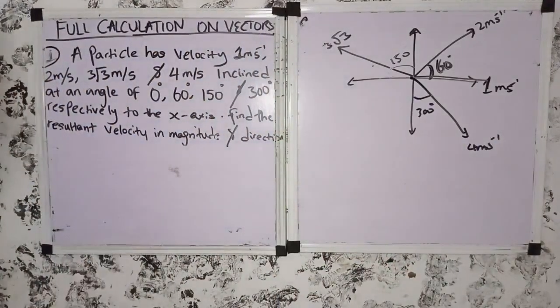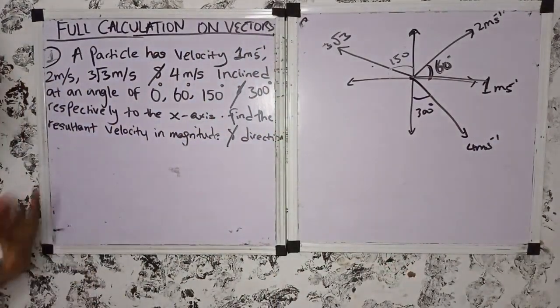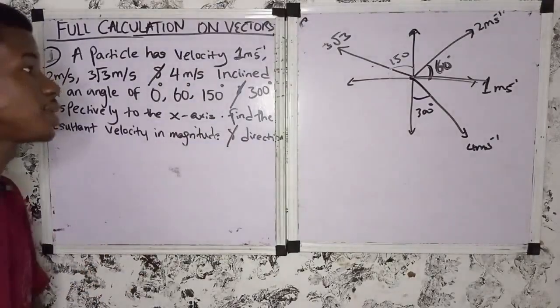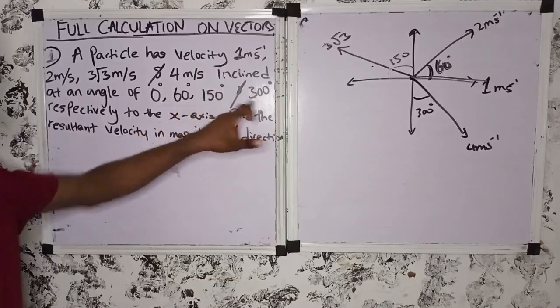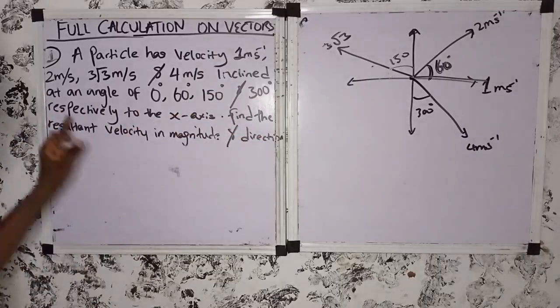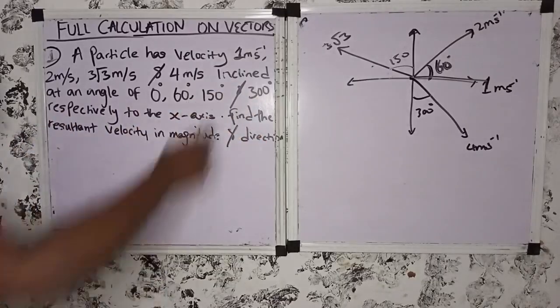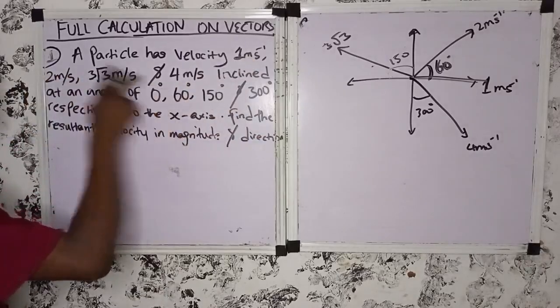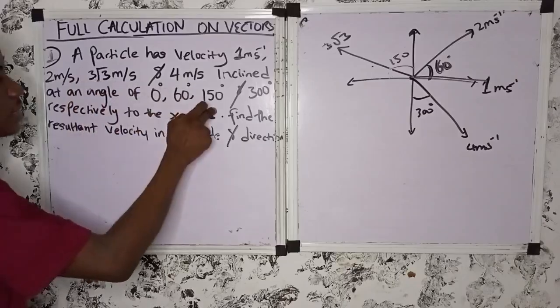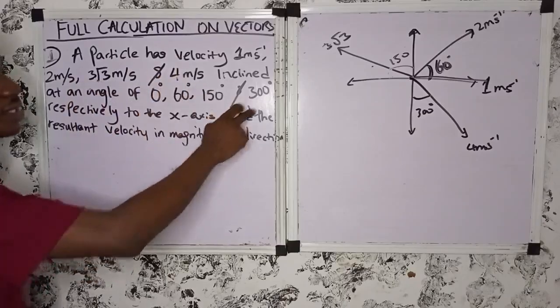So let me read it again. A particle has velocity 1, 2, 3 root 3 and 4 meter per second inclined at an angle of 0, 60, 150 and 300 respectively. What does this respectively mean? It means that this one is inclined at 0 degree, this 2 is inclined at 60 degree, this 3 root 3 is inclined at 150 degree, and 4 is inclined at 300 degree.